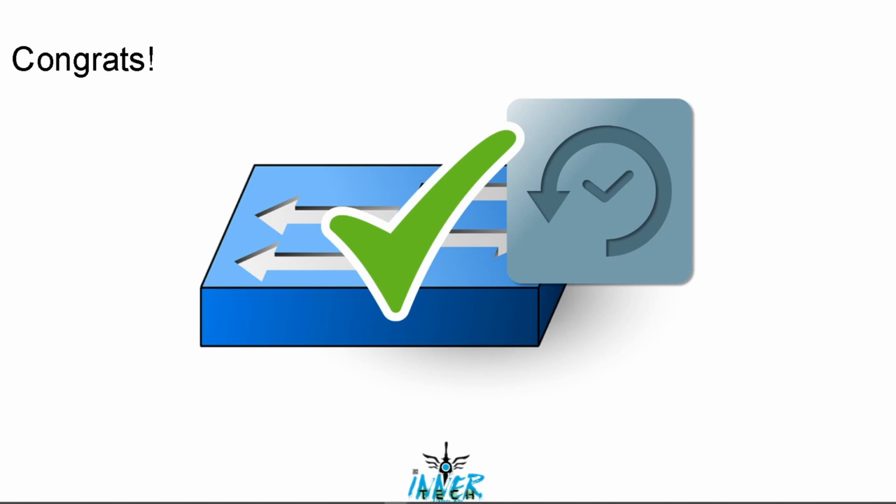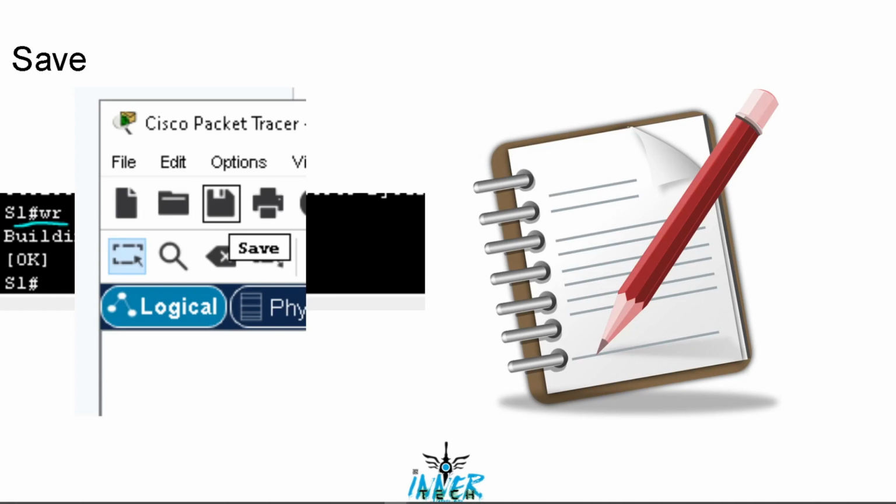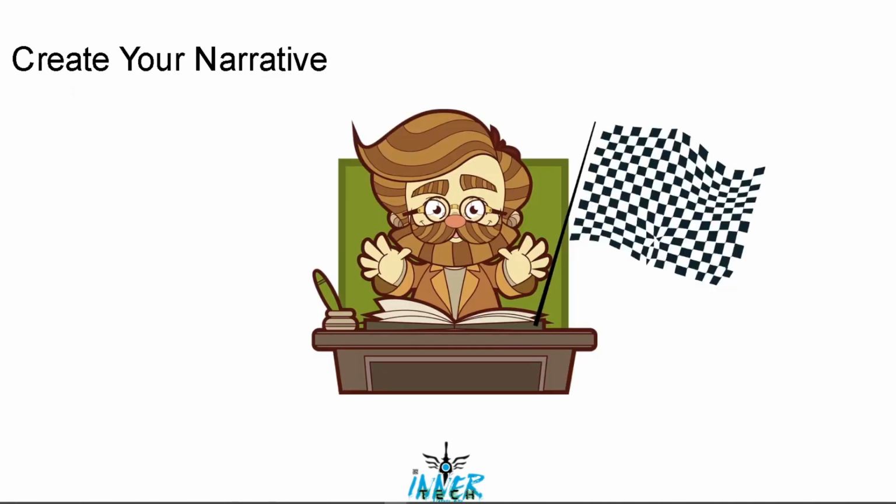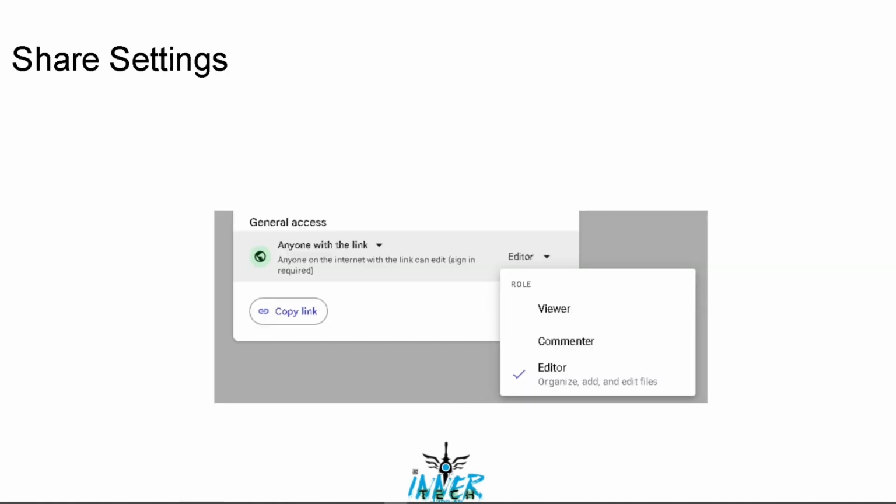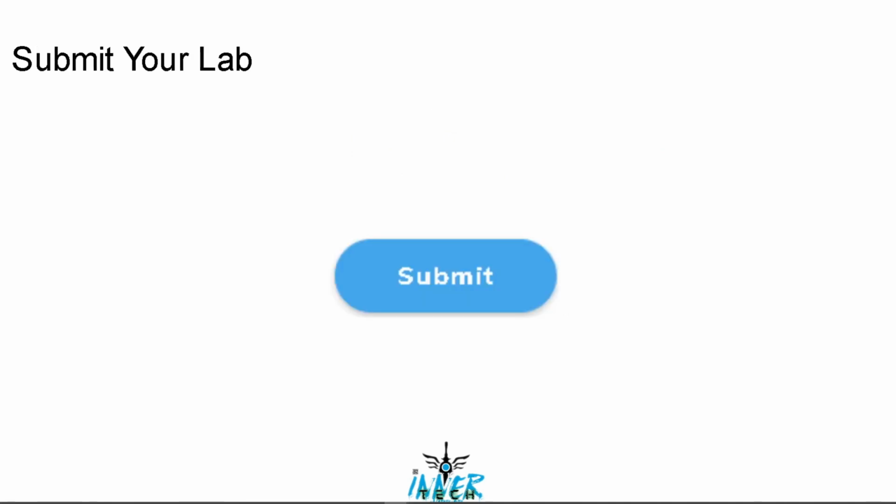Awesome! You've officially backed up your first switch configuration. Now let's save your Packet Tracer file and update your notes. Then create your narrative. After that, share the Google Drive folder you have for this lab with anyone with a link can organize, add, and edit access. Then submit the lab for review. If you don't know how to submit the lab, refer to the instructions in the lab's intro video section of this program. After that, you can move on to the next lab.